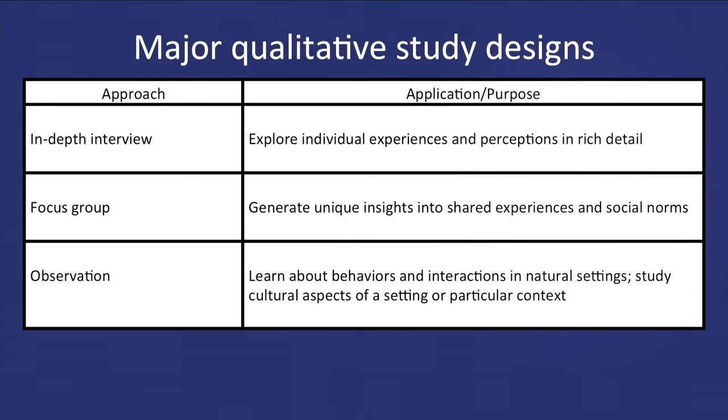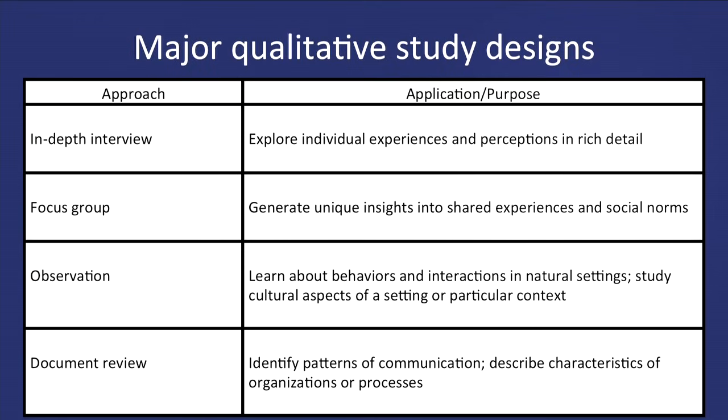Observations can be participant observations or non-participant observations, where we're learning about behaviors and interactions in natural settings. We're studying the cultural aspects of a setting or a particular context. And the last major qualitative study design is document review. The purpose of this method is to identify patterns of communication, describing characteristics of organizations or processes based on in-depth and systematic review of documents related to the program or policy of interest.